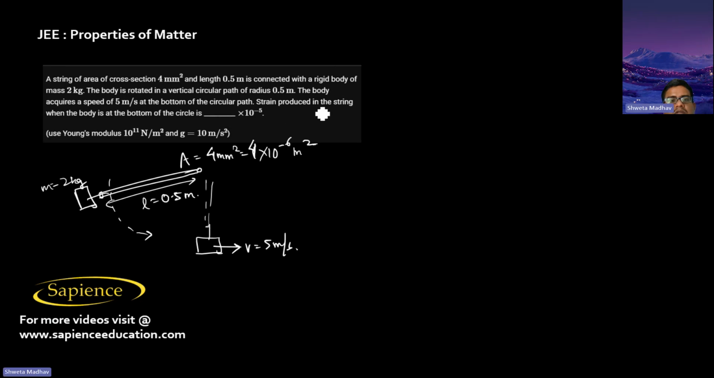So then the strain produced, which is epsilon, which is delta L by L, when the body is at the bottom of the circle, that is something into 10 power minus 5, then that value will be how much, that we have to find out.